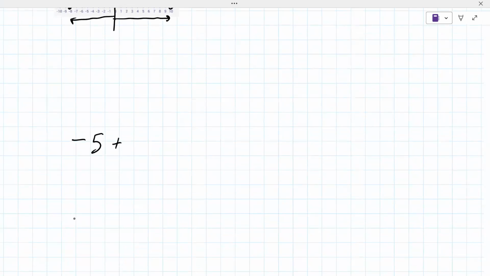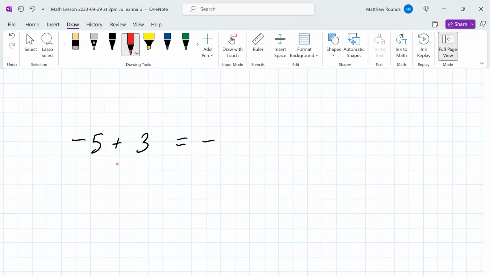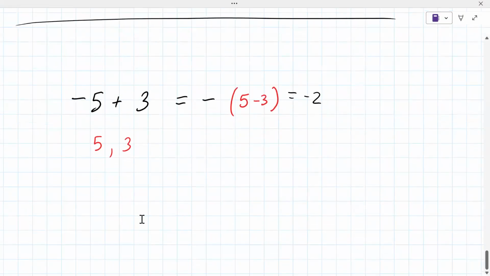How about -5 plus 3? -5 plus 3. So the one that's farther from 0 is -5. So the answer is negative. Yes. Then you do the numbers without the sign. So 5 plus 3. No, you always subtract. You're mixing the rules. You always subtract, larger minus the smaller. So 5 subtract 3 is 2. So that's -2.